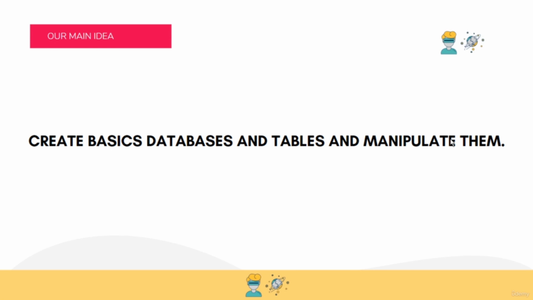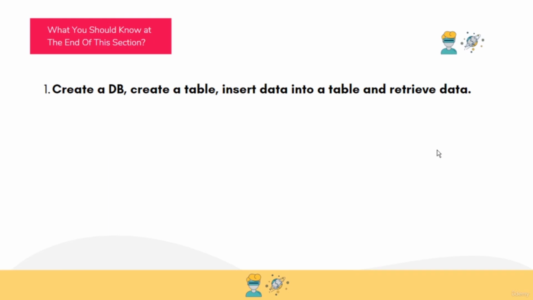Next, I'm going to tell you what you should know at the end of this section, and we're going to teach you how to do it. The first is how to create a database, a table, insert data into a table, and retrieve data. When we insert data, we insert for a specific purpose, and when we retrieve, we want to use the information for something. A database is complete when we know how to insert data, how to retrieve, how to make operations like deletions, updates.